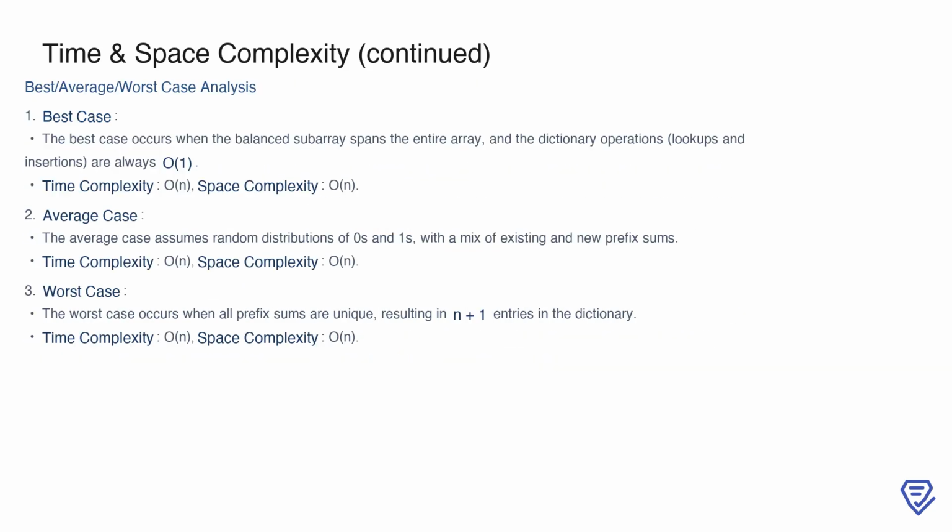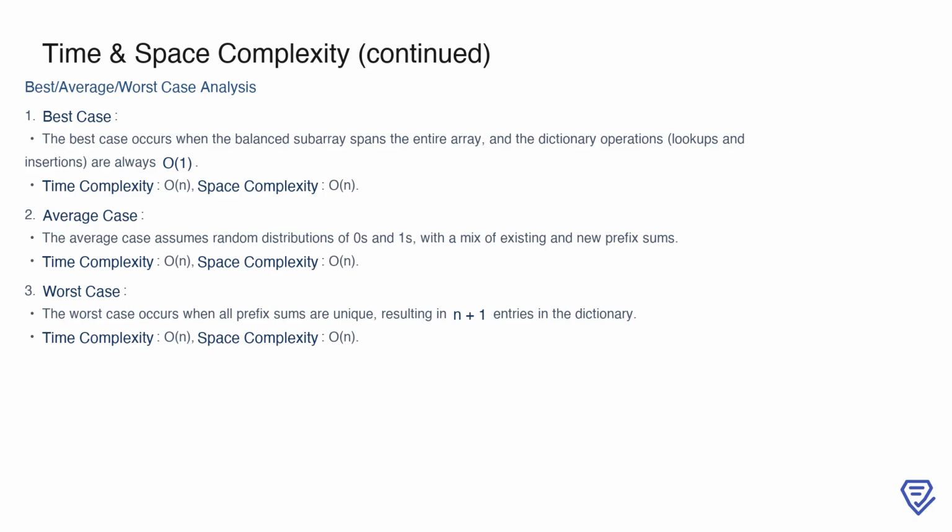Now, let's analyze the performance of this solution under different scenarios. In the best case, the entire array forms a balanced subarray, and all dictionary operations, such as lookups and insertions, take constant time. This results in a time complexity of O(n) and a space complexity of O(n). For the average case, we assume a random distribution of zeros and ones in the array. Even with a mix of existing and new prefix sums, the dictionary operations still average out to constant time. This means the time complexity remains O(n), and the space complexity is also O(n).